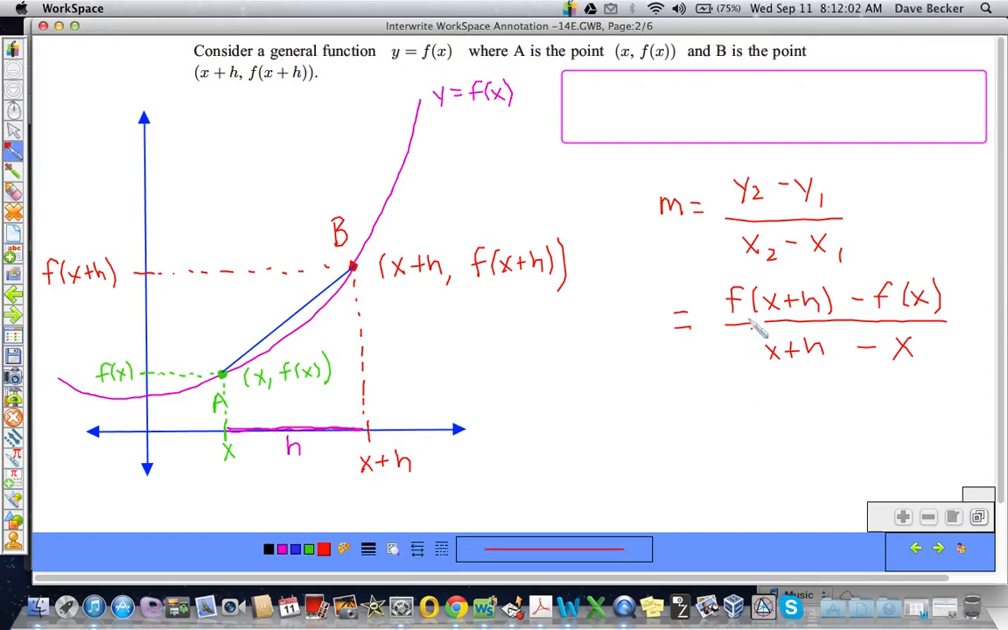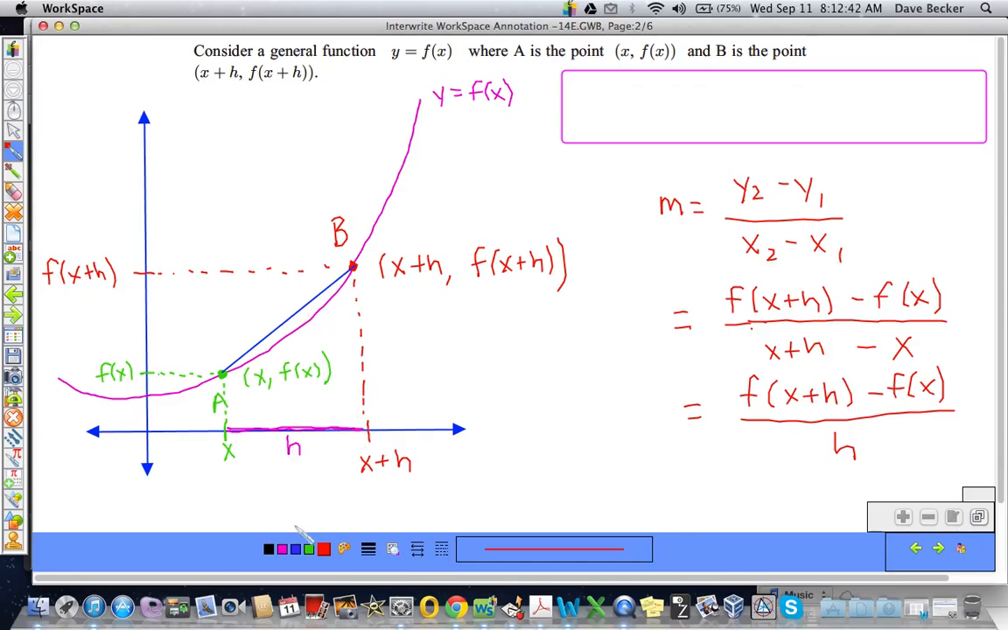Okay, so when simplified, that is equal to f of x plus h minus f of x over h, because x minus x is 0, okay? So this is how we would find the slope of this particular chord. Remember, the slope is a value. It's the tilt of the line. It's the gradient. It's the steepness. Always remember that slope is a value, okay?